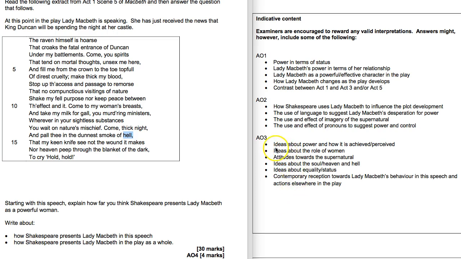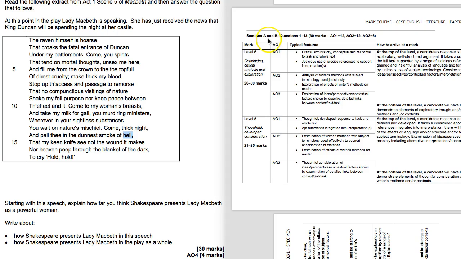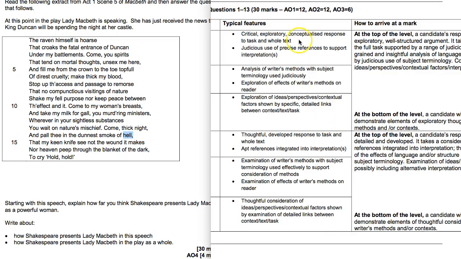Now, what's interesting here is that context carries far fewer marks. So AO1 carries 12 marks, AO2 carries 12 marks, AO3 carries only 6. And you'll find that breakdown at the top of the mark scheme: AO1 12, AO2 12, AO3 6. So why are there so many bullet points under AO3? Well, one of the reasons is that you have to be exploratory and conceptualized. So you have to have that thesis and follow it through, and you have to explore different interpretations.